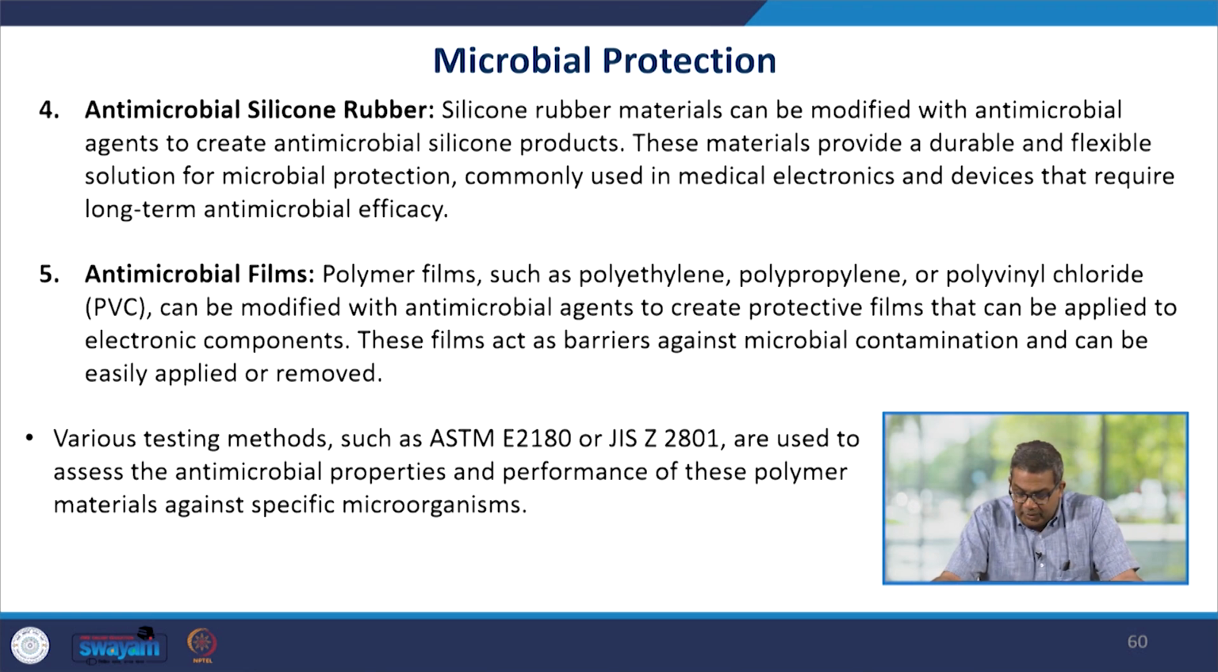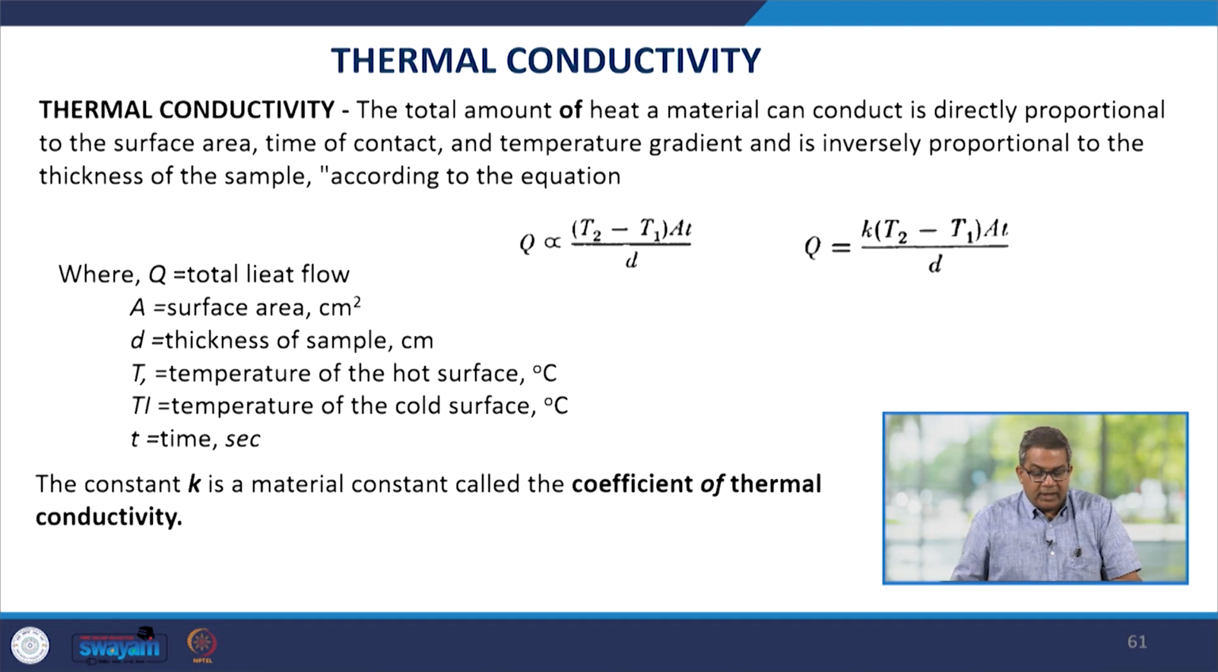Sometimes antimicrobial silicone rubbers can be modified with an antimicrobial agent to create antimicrobial silicone products. Then antimicrobial films, polymer films such as polyethylene, polypropylene or polyvinyl chloride can be modified with antimicrobial agents to create a protective film that can be applied to electronic components. And to test, various testing protocols are available.